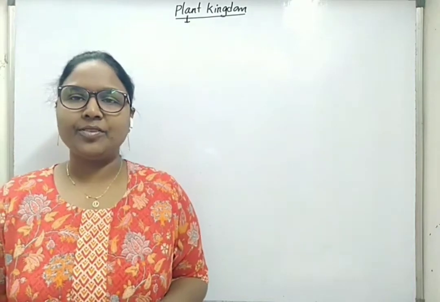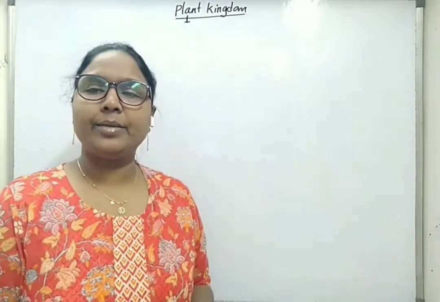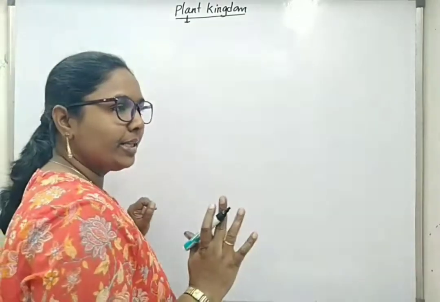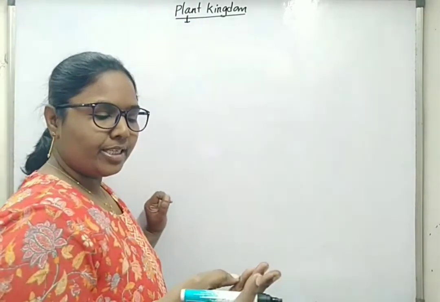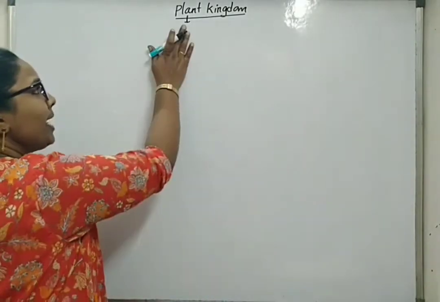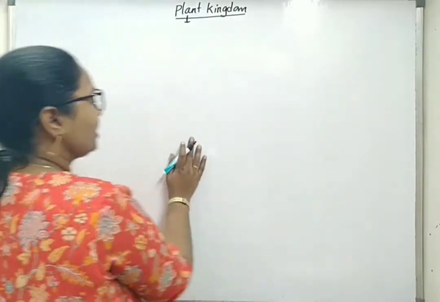Hello students, now we will start with a new topic about the plant kingdom. The plant kingdom is one of the kingdoms classified by Whittaker out of the 5 kingdom classification. Whittaker gave 5 kingdom names: Monera, Protista, Plantae, Fungi, Animalia. Out of these, the plant kingdom is one part.